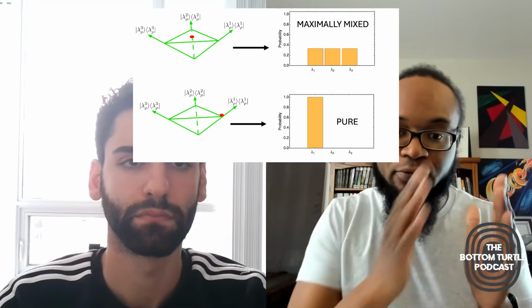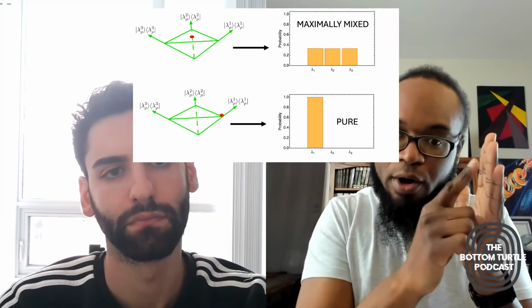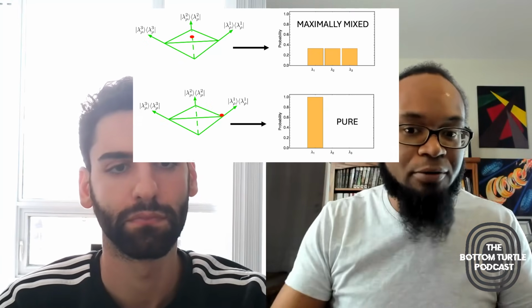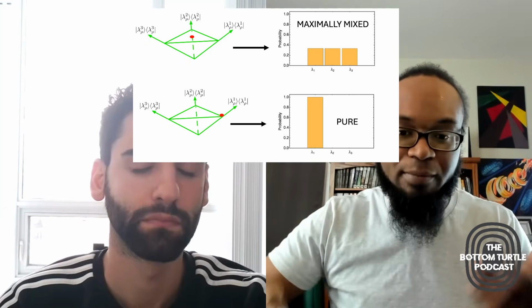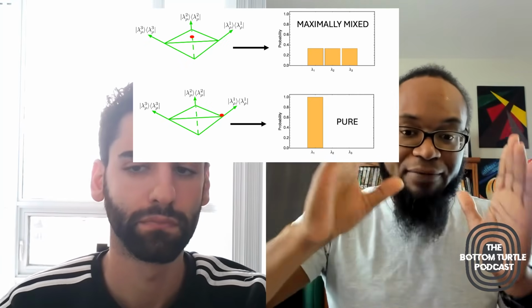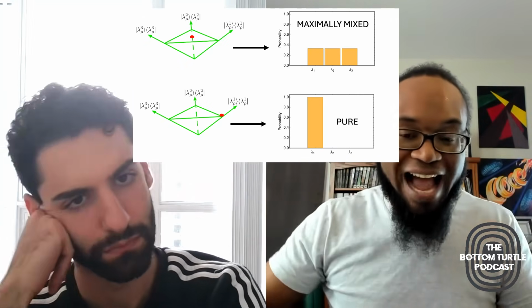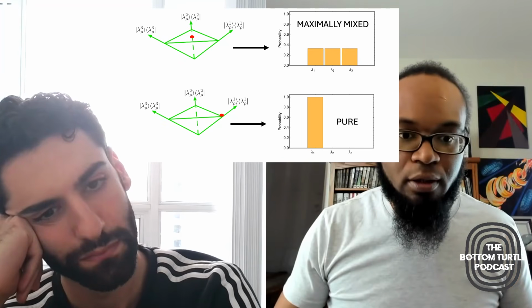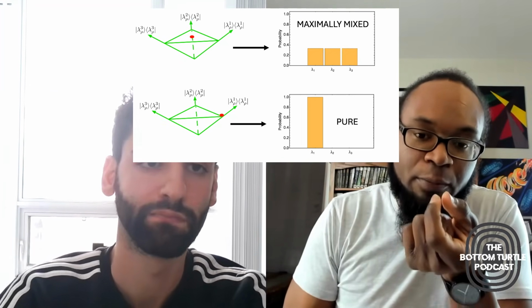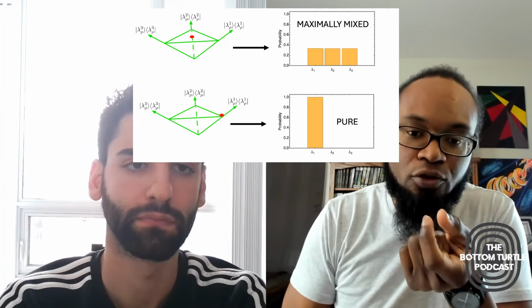If I have a distribution of 3 possible outcomes and it's 1, 0, 0, then I have absolute certainty. I know for a fact that if I run this experiment, this is what I'll observe. But if I have a distribution of 1/3, 1/3, 1/3, I have no idea what's going to happen. I can't predict the future. So the information of the point on the simplex down here is directly related to predicting the future.